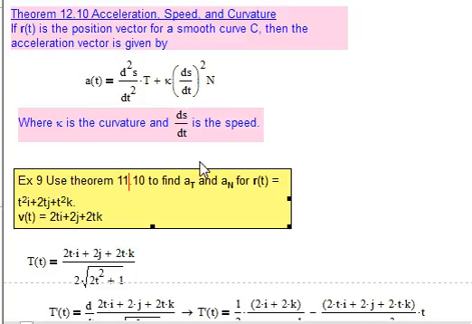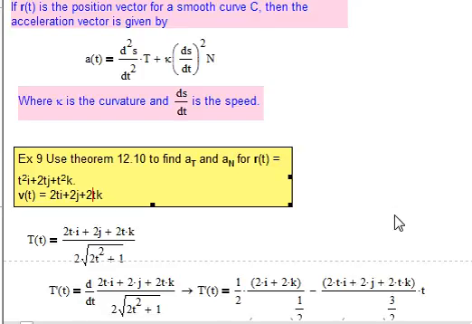So here's an example. Use Theorem 12.10, that's this one, to find the tangential and the normal component of acceleration for r of t equals t squared i plus 2t j plus t squared k. Well, the velocity vector, that's easy. The derivative of this is 2t. The derivative of this is 2. The derivative of this is 2t. So there's our velocity vector.